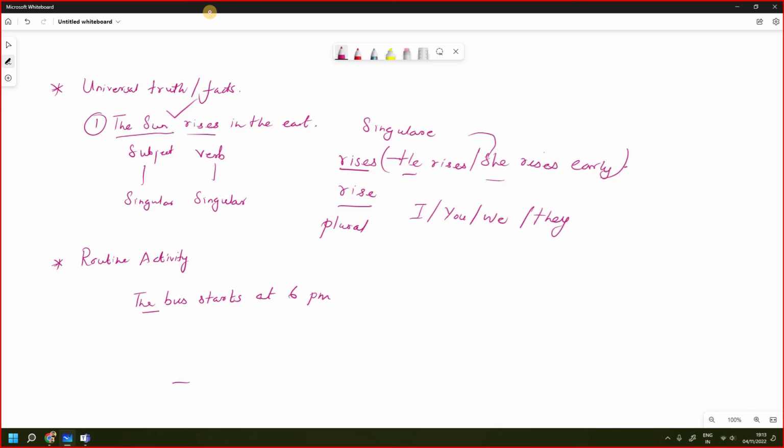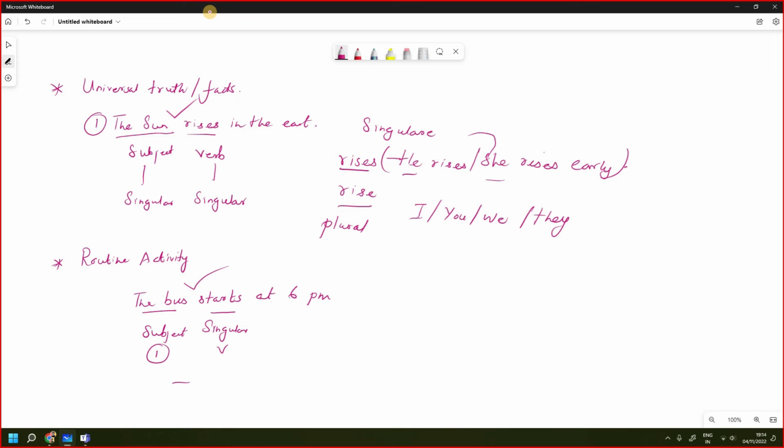Now you see the bus is a subject. The bus is a subject and it is just talking about one thing. So it is a singular subject. Bus is one, so it is singular. Now I have to use a singular verb only. So "starts" again: if I add s to a verb, it becomes singular. Singular verb. So subject and verb agreement is correct.